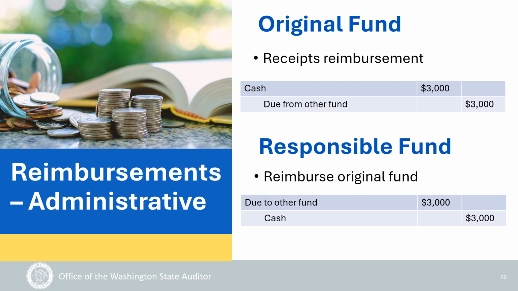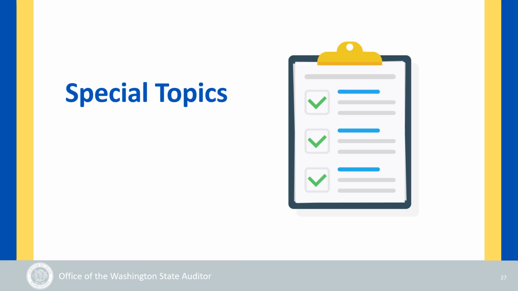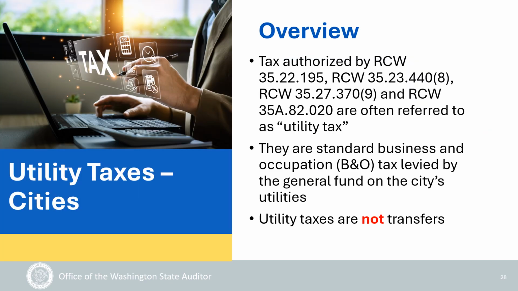That's it for our overview of interfund transactions. Now that we've covered the basics, we're going to talk about a few special topics. First up is utility taxes. These are taxes authorized by state law where a city imposes a business and occupation tax on their utility funds. Sometimes we see governments report payment of utility tax as transfers between the general fund and utility funds, but that's incorrect. The taxes are a tax revenue of the general fund and an expense of the utility fund.